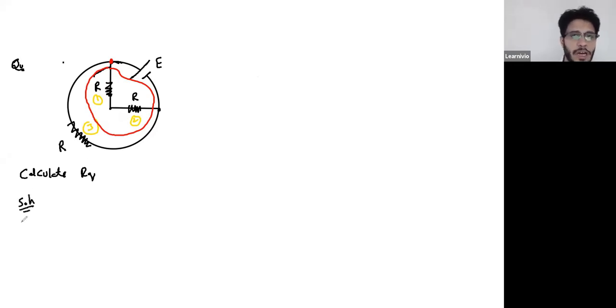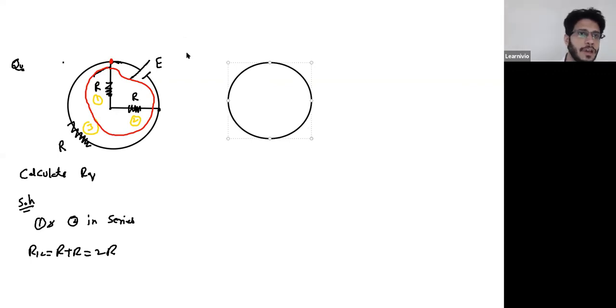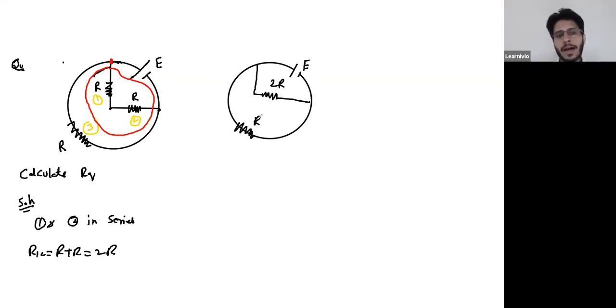Okay, let's solve and check your answers. 1 and 2 are in series. So R12 is R plus R, which is 2R. Instead of 1 and 2, let's substitute a single resistor. Let's make a sub-circuit. If you are not making sub-circuits, there are chances that your answer would be wrong. Now 2R and R, how are they connected? Series, parallel, or neither?